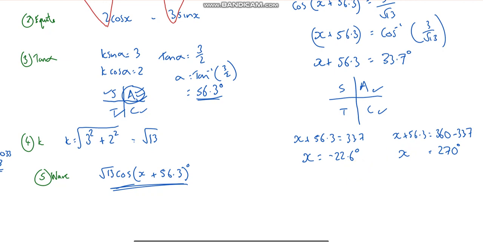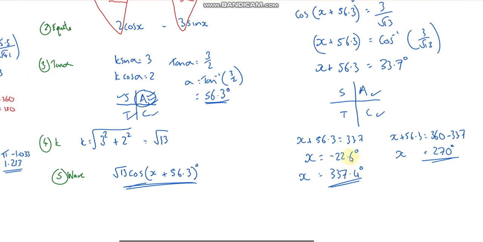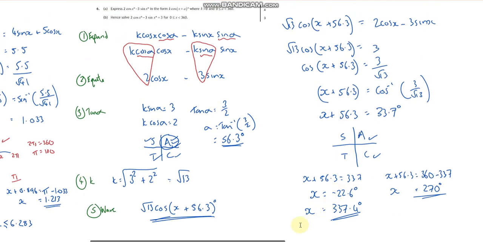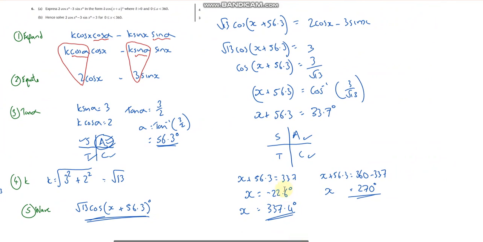I hope I'm not making it more confusing than it should be. I'm just trying to show you. I just have to add on 360 to this. So negative 22.6, and that will give me 337.4 degrees. Okay. So just check your limits at the end to make sure they're inside the right bit. And if they're not, you're just adding on 360 or taking away 360. That's as simple as that. Or adding on 2 pi, taking away 2 pi if it's in radians.